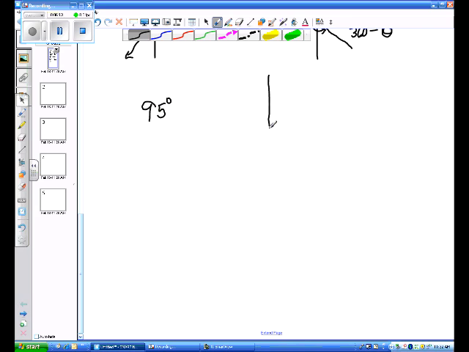And again, I always like to sketch me a picture. 95 ends up over here in the second quadrant. What we want is the angle between the terminal side and the x-axis. How many more degrees would it take us to get down to that x-axis? So that would be 180 minus 95, which would be 85 degrees. So we have a reference angle of 85 degrees.